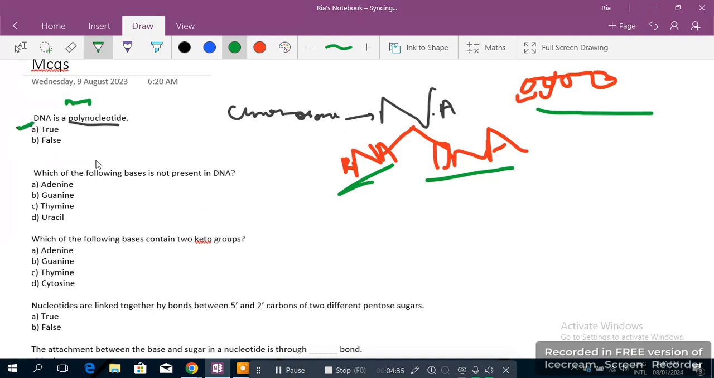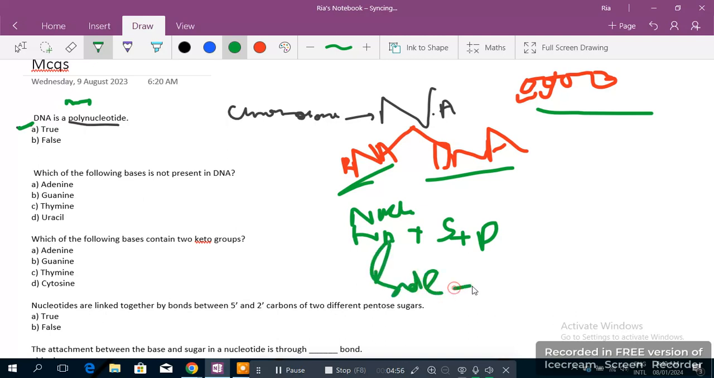And still, if you don't know, a nucleotide is nitrogenous base plus sugar plus phosphate when you add. And a nucleoside is about the side, this means the removal of phosphate, so nitrogenous base plus sugar is a nucleoside.